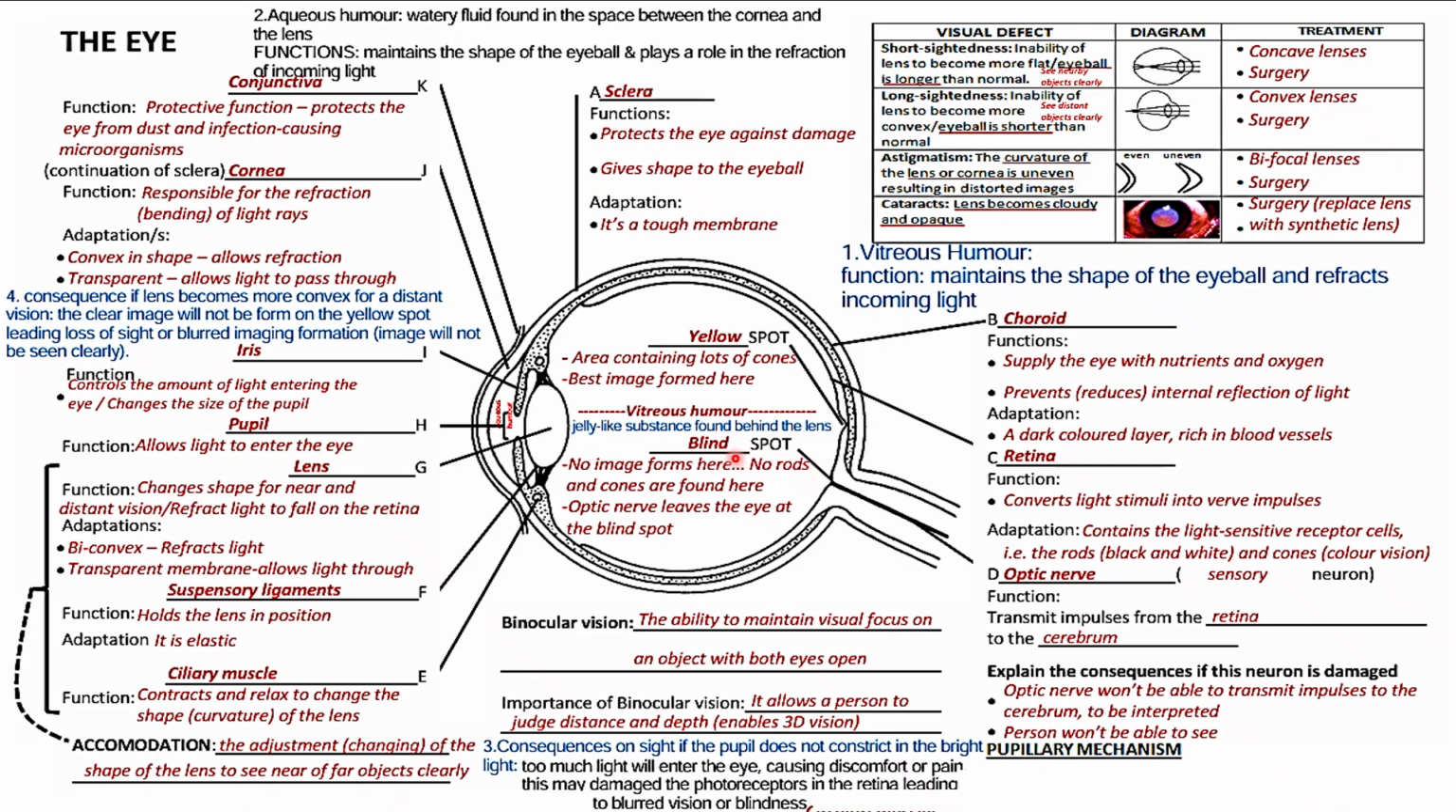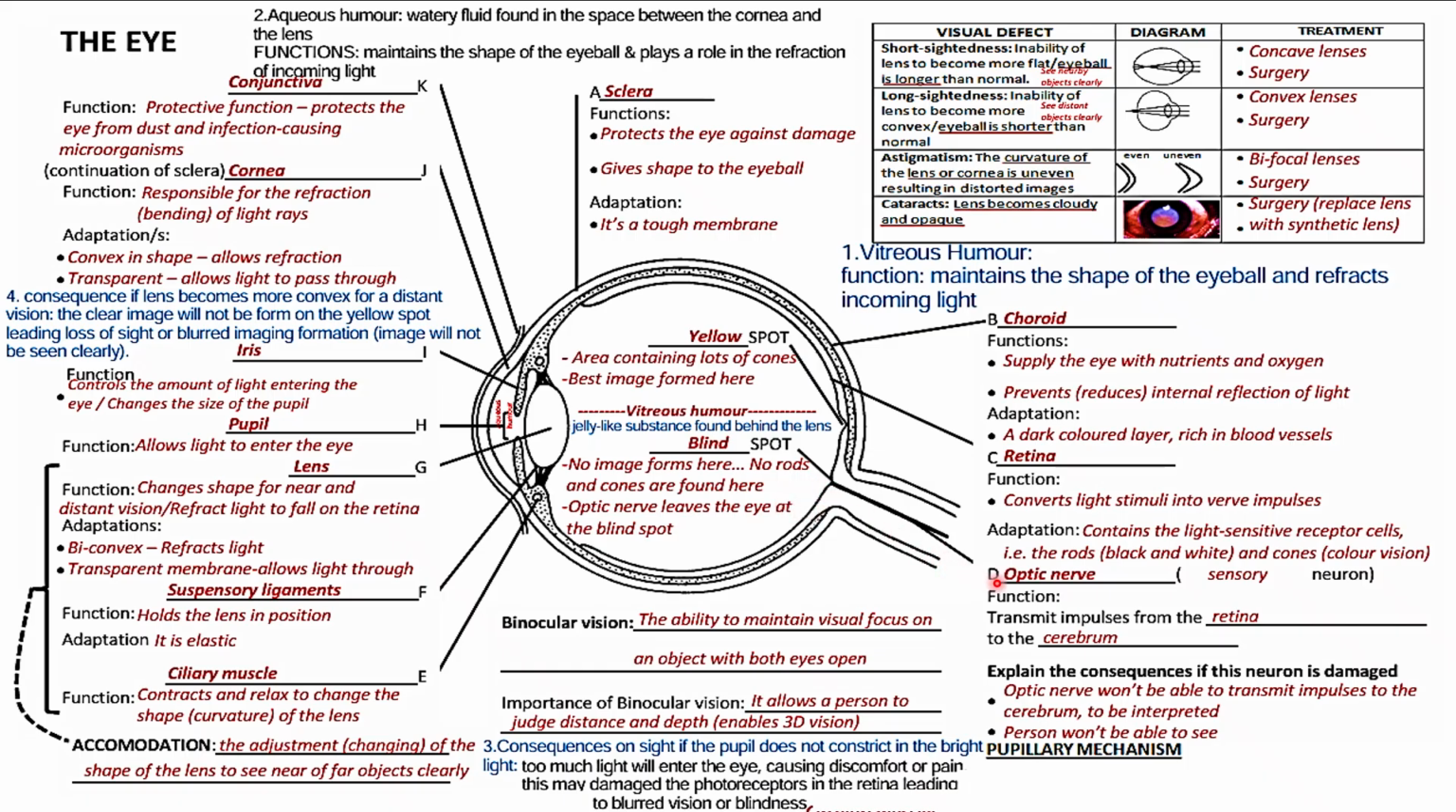Then just below it, we have the blind spot. What is the blind spot? It is the area where no image is formed because there are no rods and no cones there. So over here at the blind spot, there are no photoreceptors, there are no rods, there are no cones. Because of that, no light stimuli can be converted into an impulse. Hence, it is called the blind spot. It is also the point where the optic nerve leaves the eye.